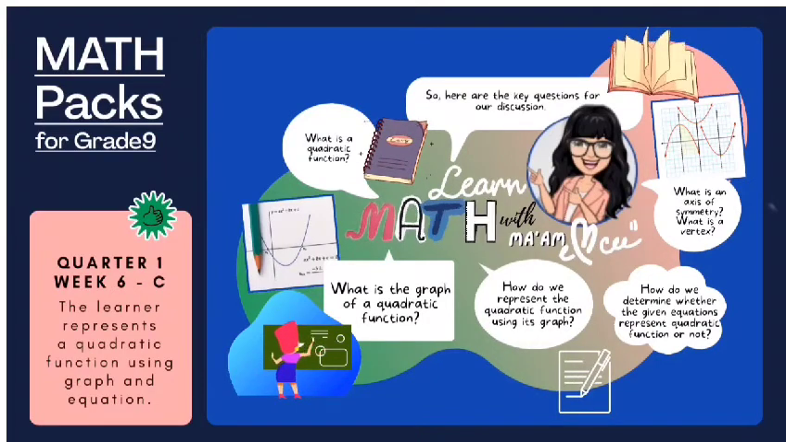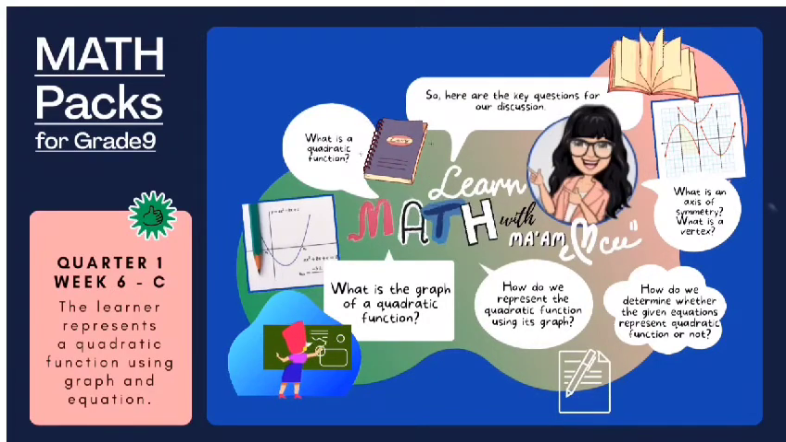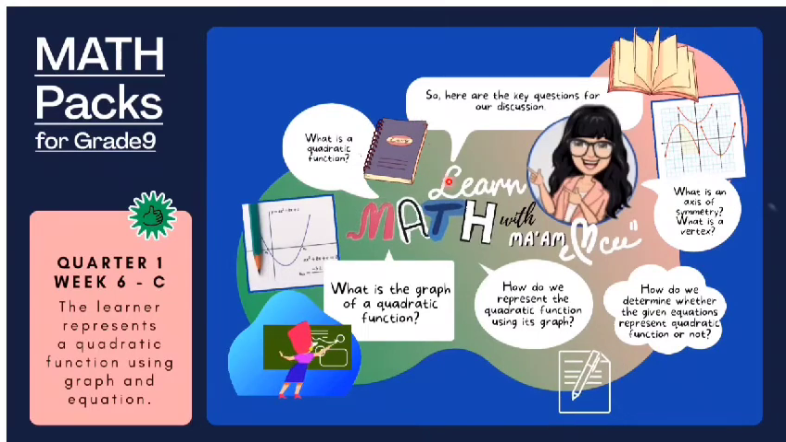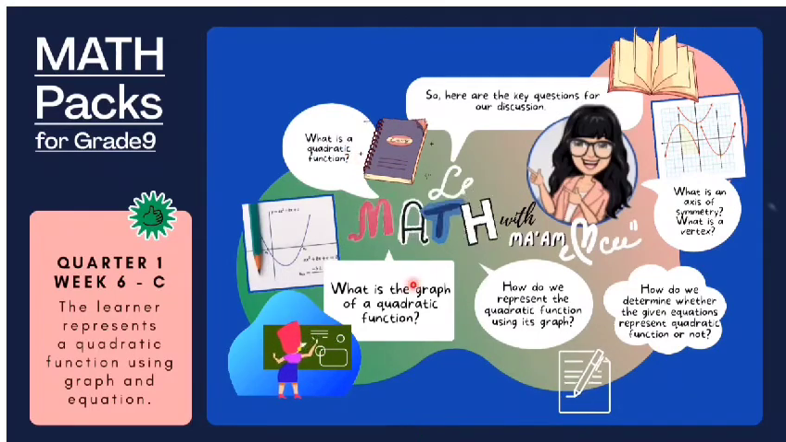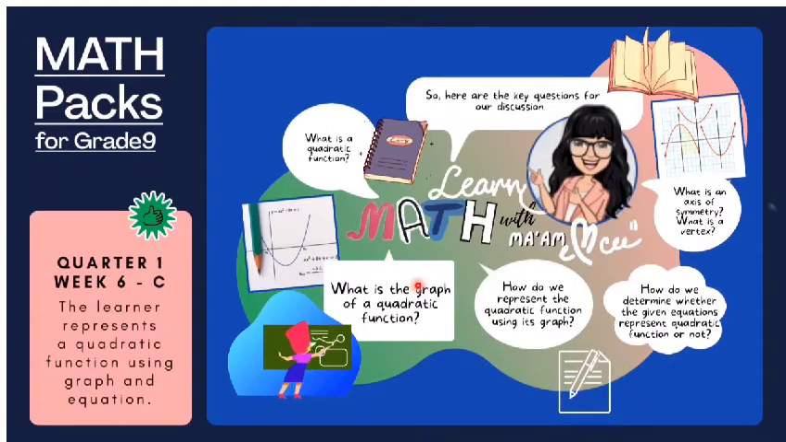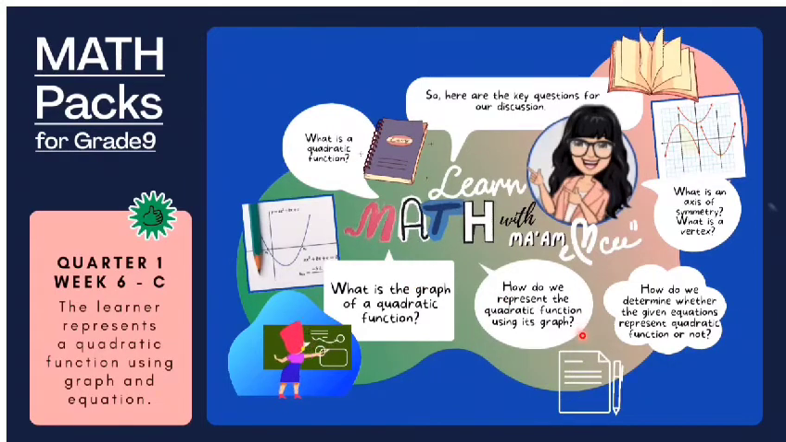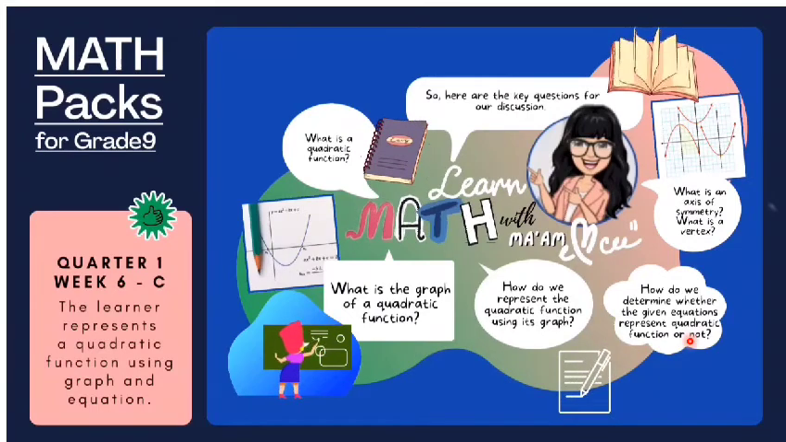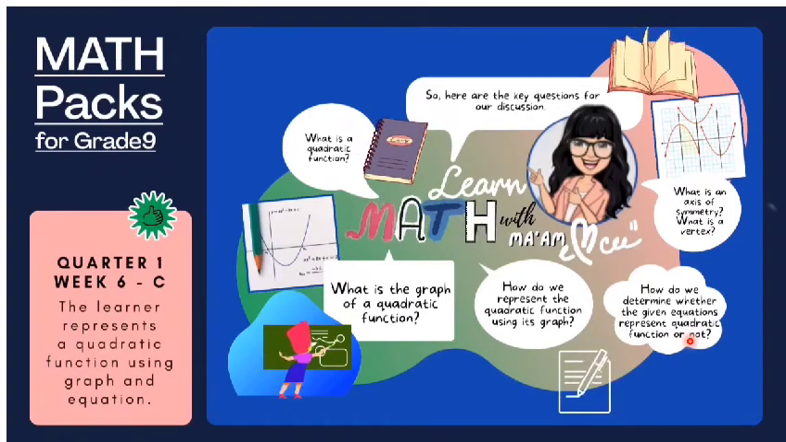Now, here are some key questions for our discussion. What is a quadratic function? What is the graph of a quadratic function? How do we represent the quadratic function using its graph? How do we determine whether the given equations represent the quadratic function or not? What is an axis of symmetry? What is a vertex?